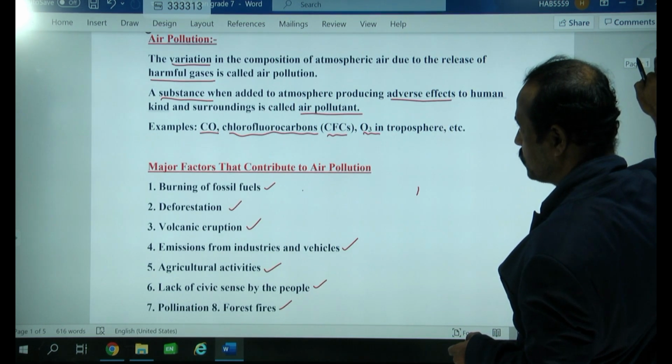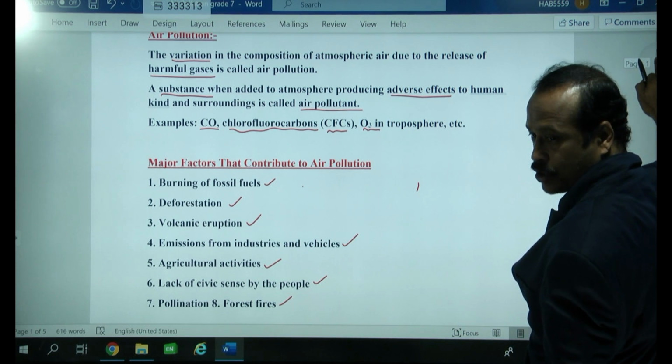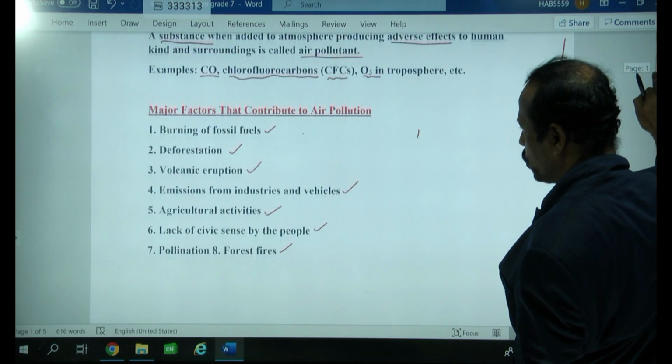Take a screenshot of this one, air pollution major factors. Took it, right? Now we go to the next topic.